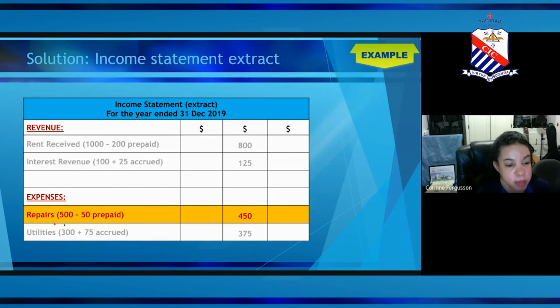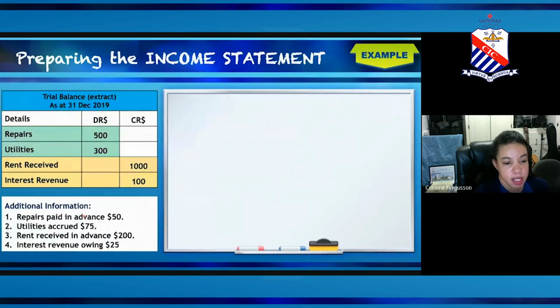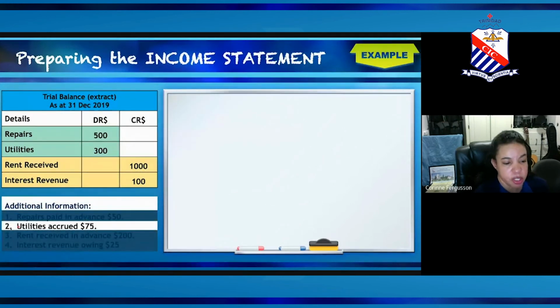So you're always going to put it like this. For prepayments, you would just put minus. For the accruals, you will put the add, which we will see for the next one. So we did the first one already. We're going to do number 2. Y'all realize how easy this is, right?